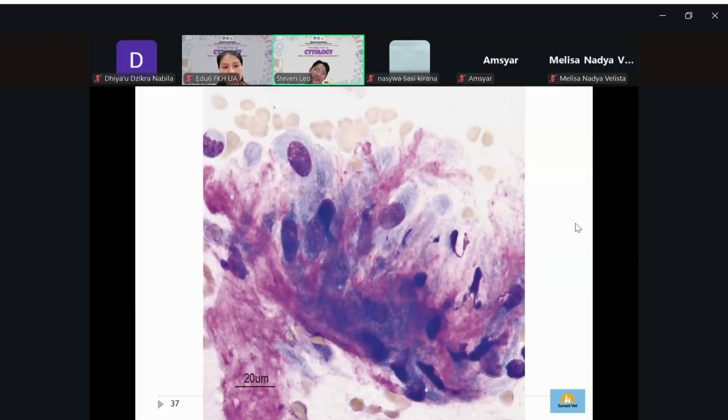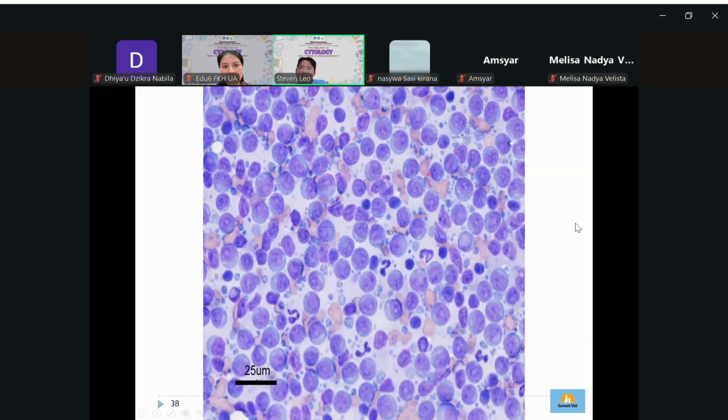For me, I will not think about round because it's not round. So it's either epithelial or mesenchymal. But epithelial cells must attach to each other, and in this one you can see the cells are kind of wispy, elongated. This one also. So this must be mesenchymal. And how about this one?